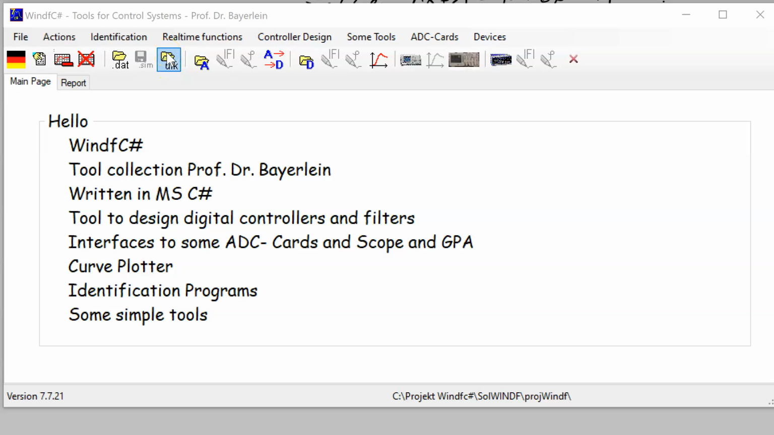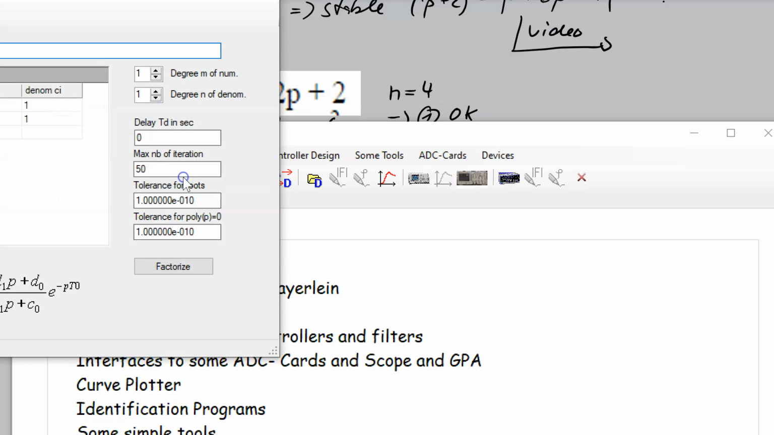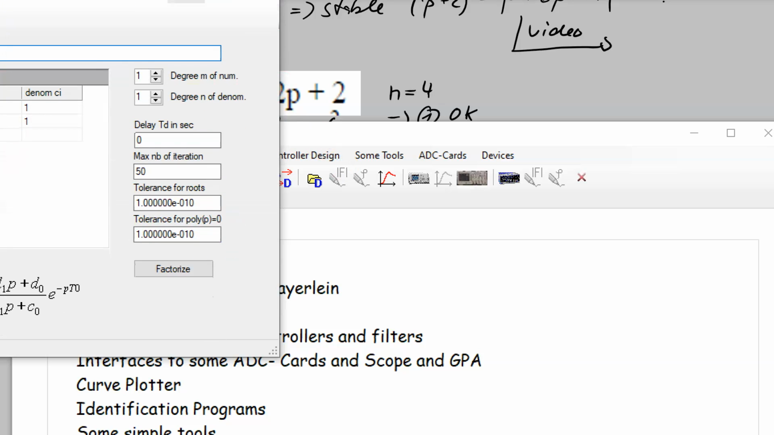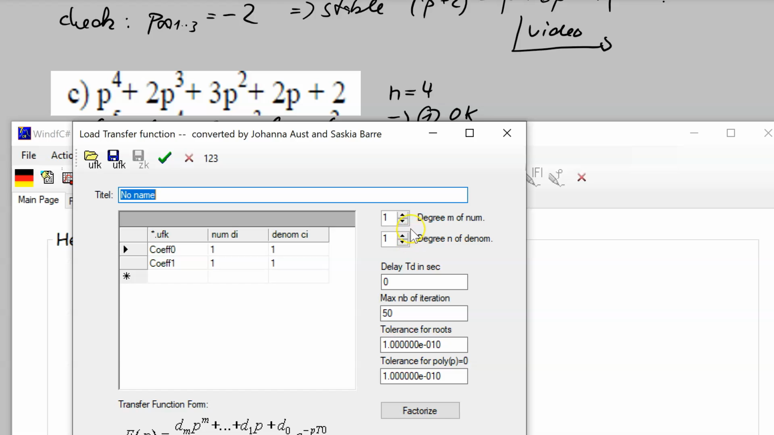Here you can define numerator and denominator time constants, coefficients, and then calculate the poles. So I shift this to this position and open this box and shift this in a region where we can see what happens.